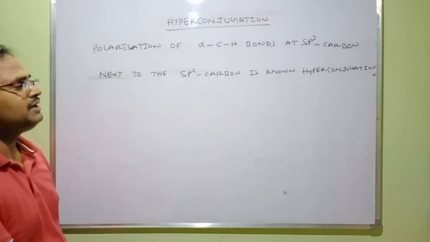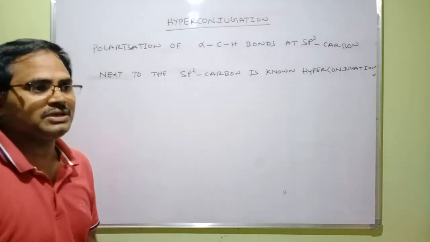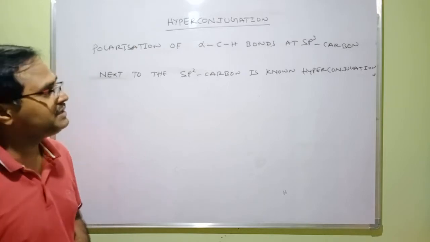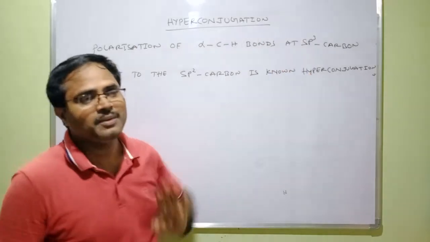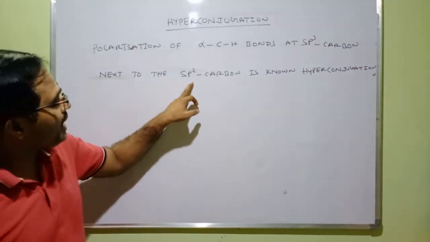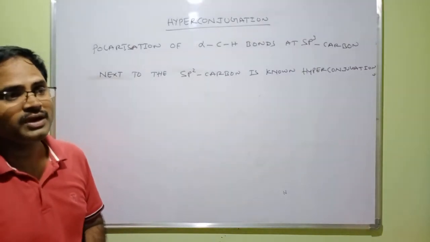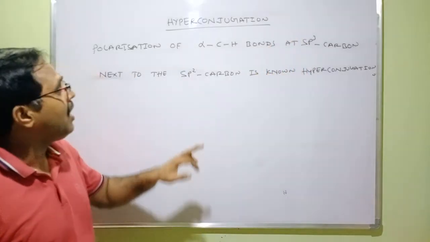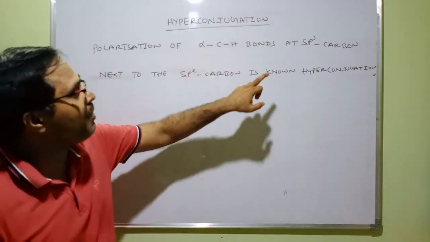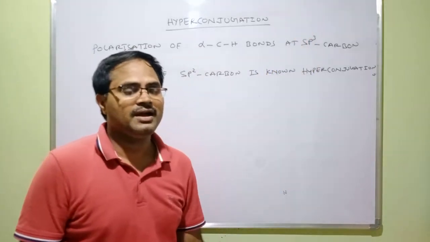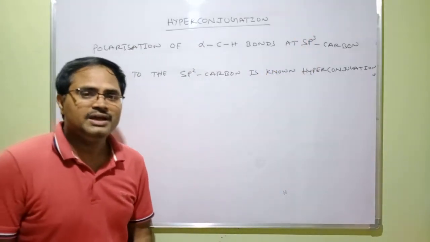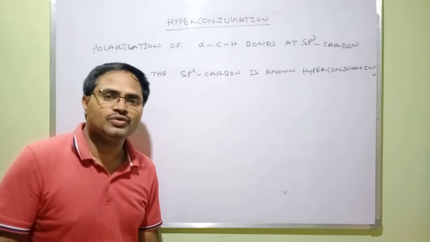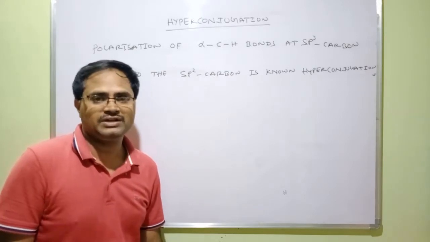Okay, so that is the theoretical definition of hyperconjugation. What are the conditions to show the hyperconjugation effect? You must have sp3 carbon and you should have sp2 carbon. Also, you should have alpha CH bonds at the sp3 carbon. In general, alkenes, carbocations and free radicals undergo the hyperconjugation effect.